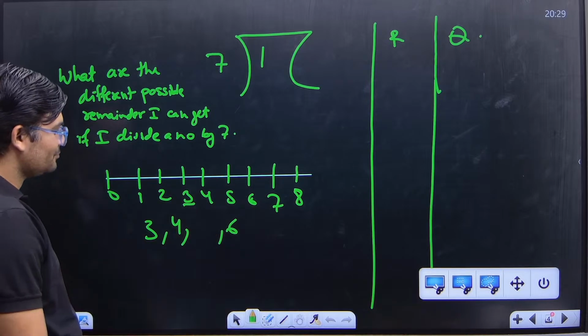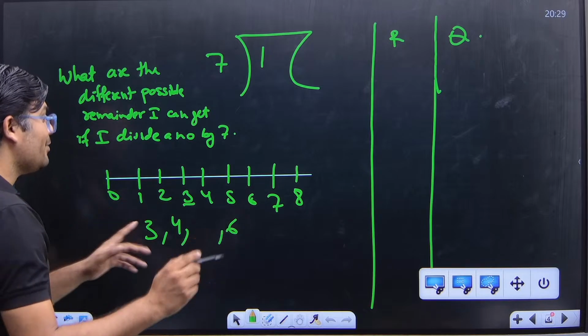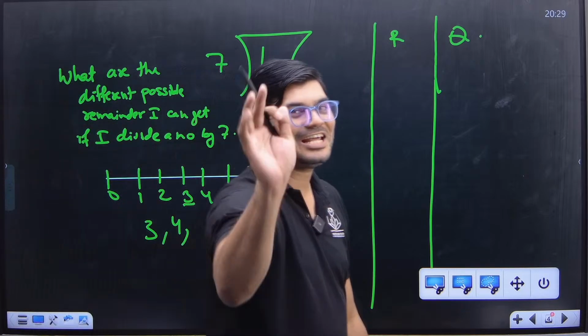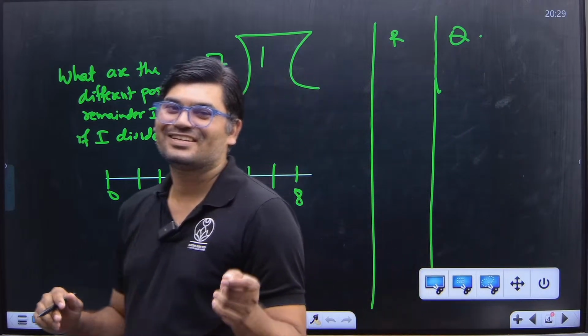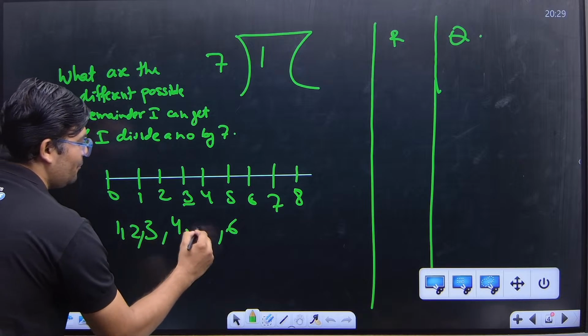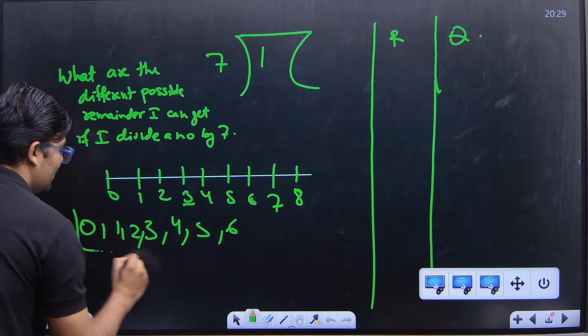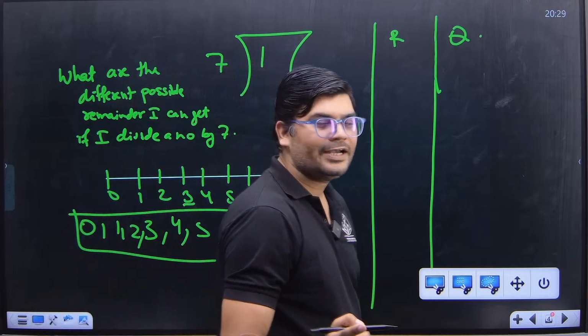Oh, so in that case, almost all numbers up to 7. No, you can't get 7 as a remainder. Below 7, don't say any number. So you will say 1, 2, 3, 4, 5 and 6. These are the possible remainders that you will get if you are dividing a number by 7.